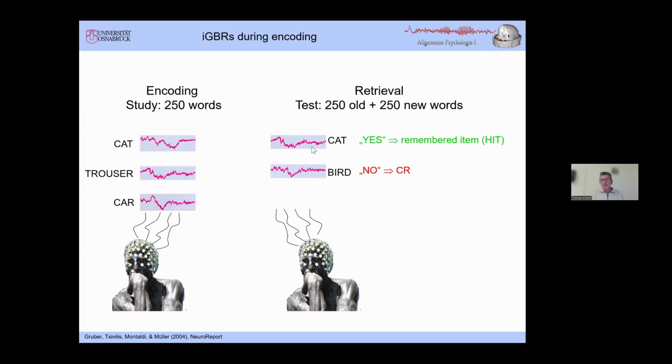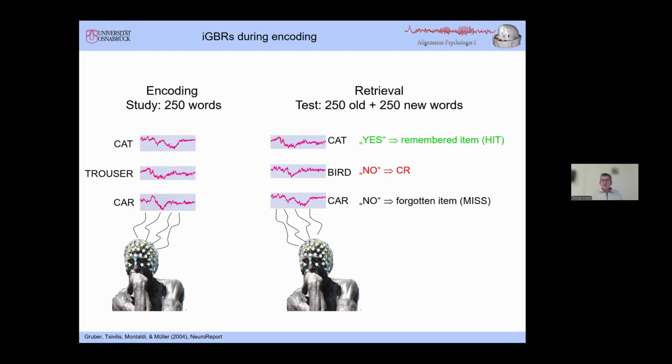Important now is the following. If you see the word cat again in the retrieval phase and the participant answers, yes, I remember this item, then it's a remembered item and something had to happen during encoding because it's now remembered. If our participant sees the word bird and says, no, I don't remember bird, then obviously the word bird was never presented. That is correct as well. That's a correct rejection, CR. But if the participant sees the word car and says, no, I have not seen the word car before, then it's forgotten because the word car was presented. This is a forgotten item, a miss.